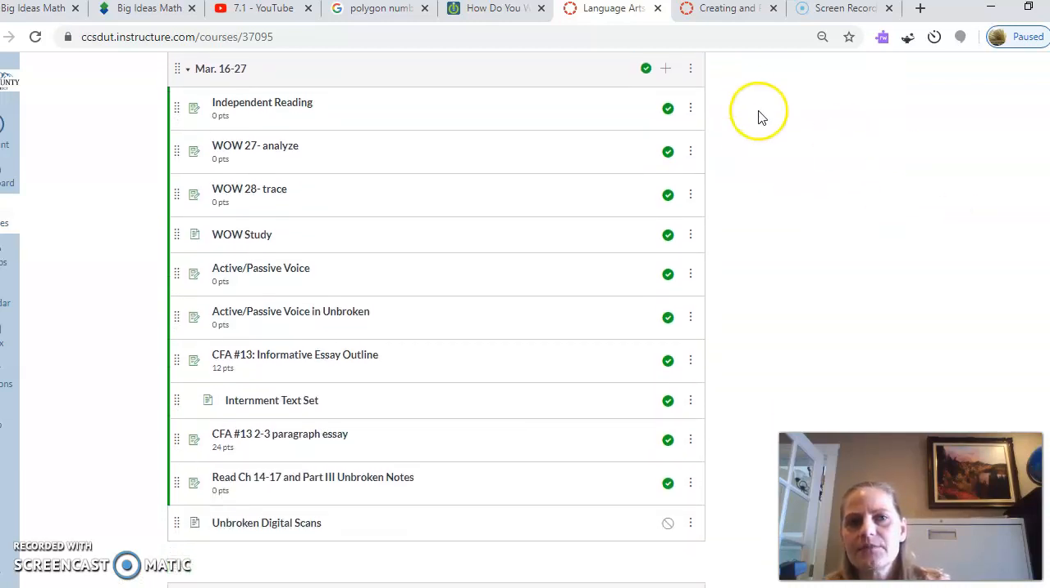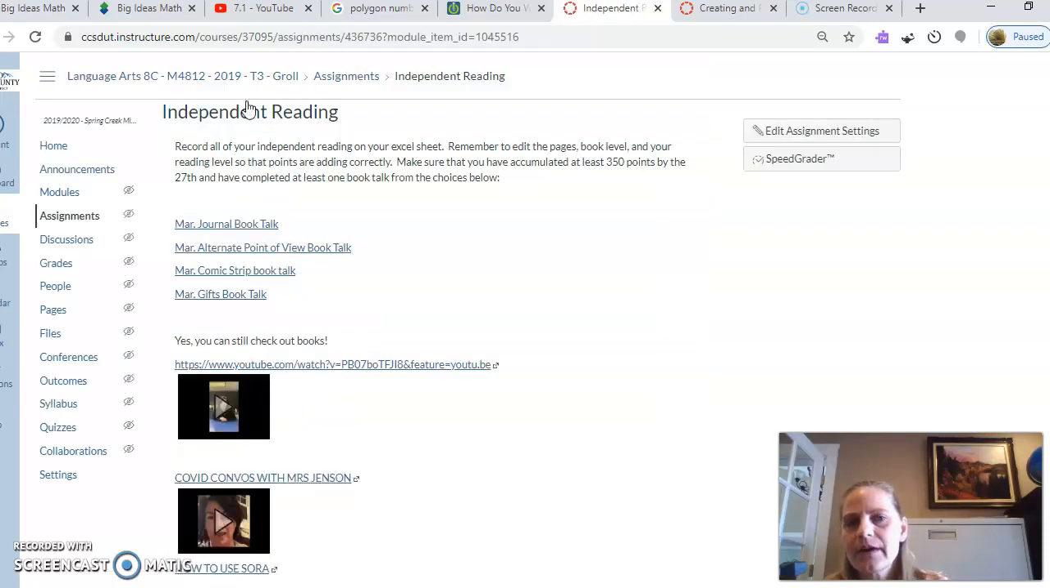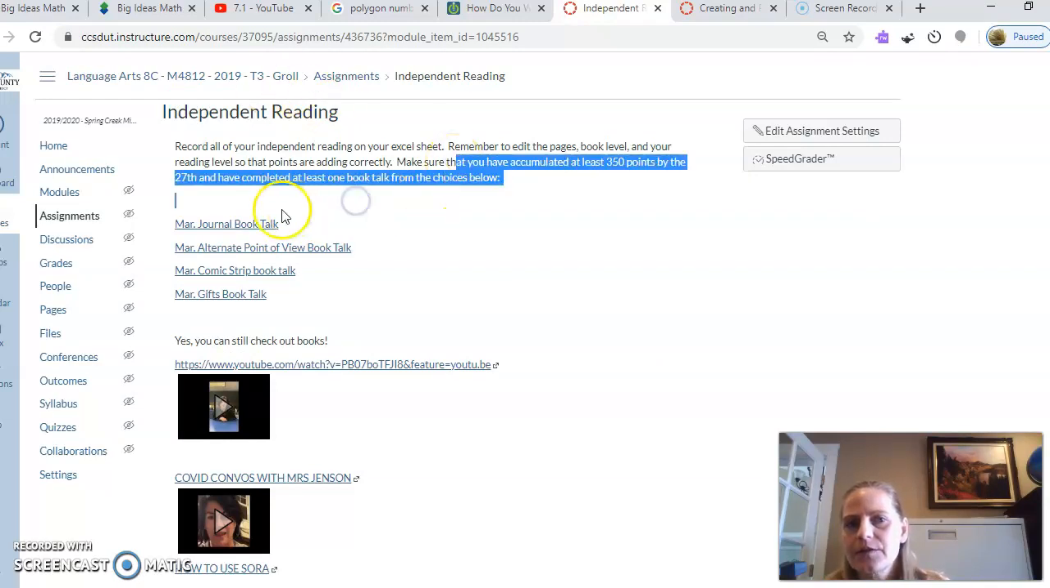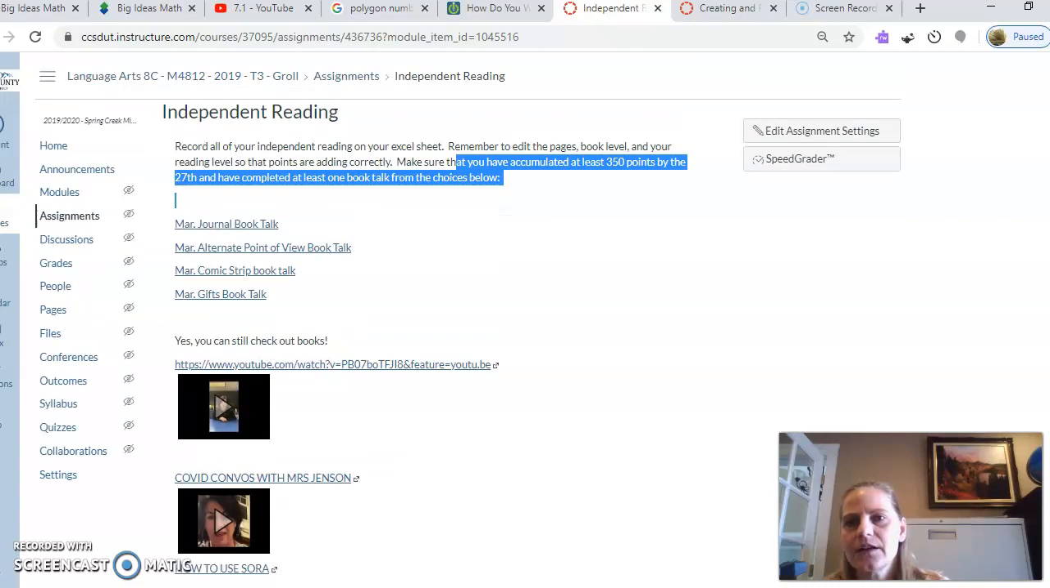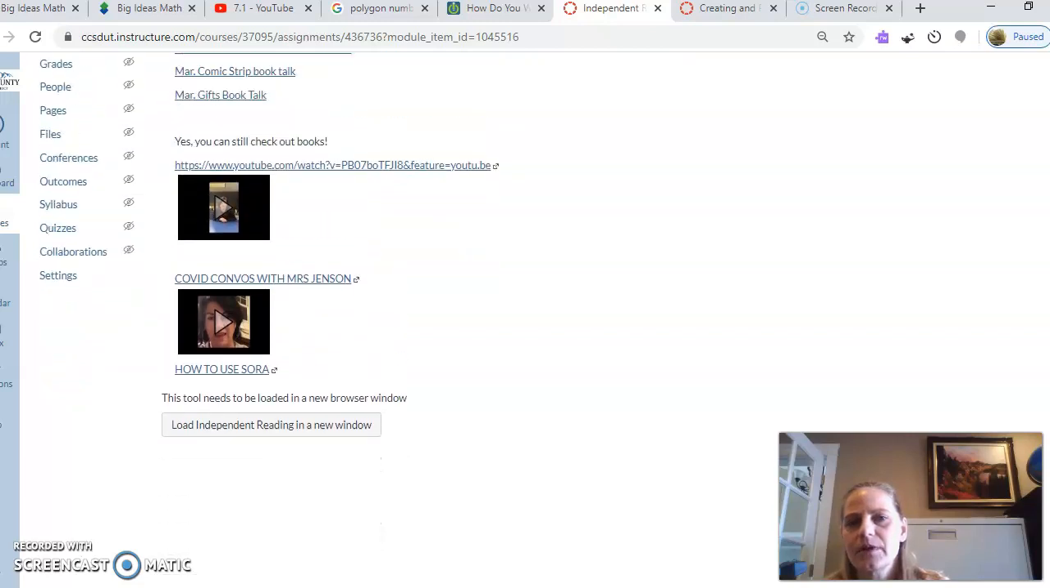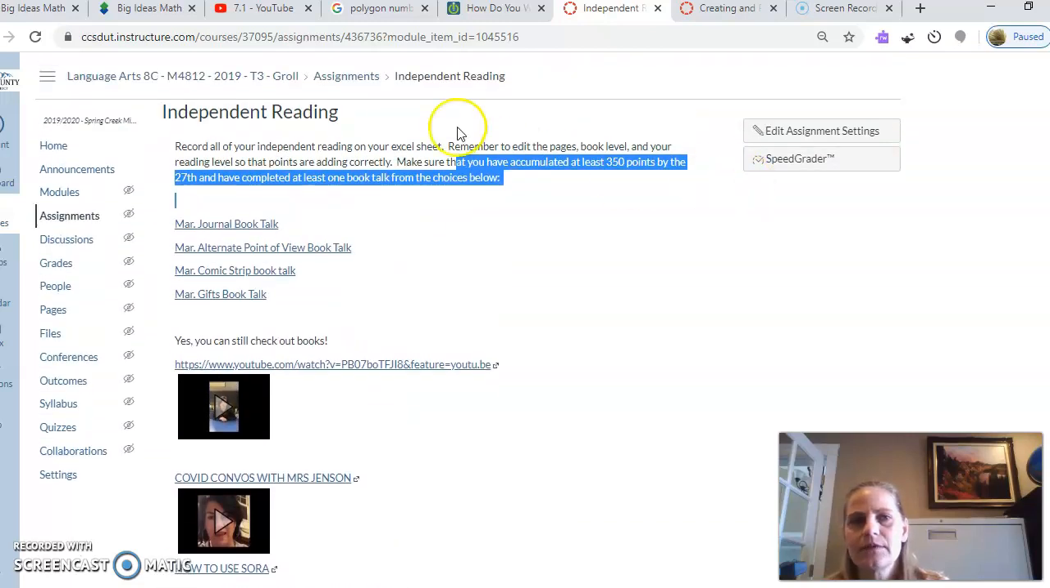As far as this module's work goes, first off, on your independent reading page, remember that you have 700 points required for the trimester, and there will be a book talk each month. So your March book talk choices are here. Mrs. Jensen's messages about how to use Sora and how to check out books are here, as well as a place for you to load your independent reading log and update that. You can submit your book talk here, and if you're having trouble getting something into Canvas, you can always email it to me as an option.